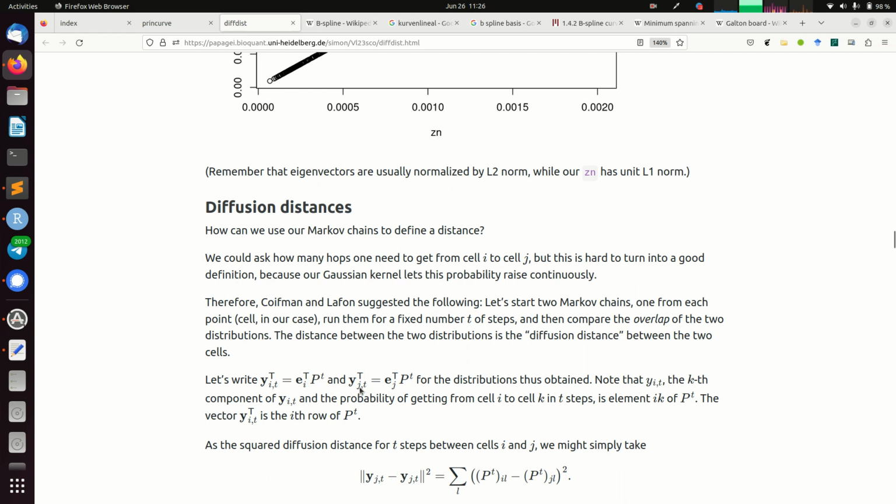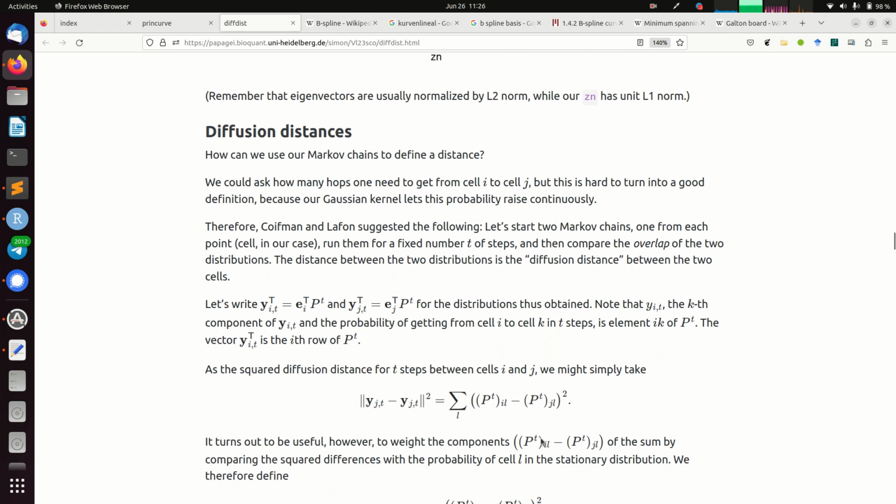And we do the same with the other cell, because we want to get the distance between cell I and J. So we calculate the t power of this transition matrix, and now we compare the ith row and the jth row of P to the t. And if we compare them, we could simply take their Euclidean distance, and say this is my diffusion distance, or the square root of this is my diffusion distance.